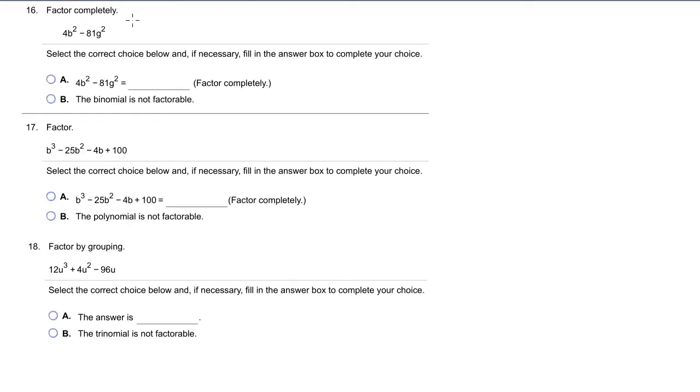Here's another difference of squares to factor. 4b squared minus 81g squared. Well, the square root of 4b squared is 2b, and the square root of 81g squared is 9g. Great. Then we'll have 2b plus 9g times 2b minus 9g. There we go. And remember, the opposite signs are going to cancel out. Cool.